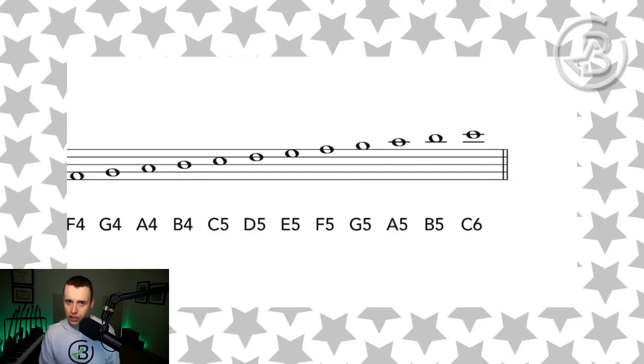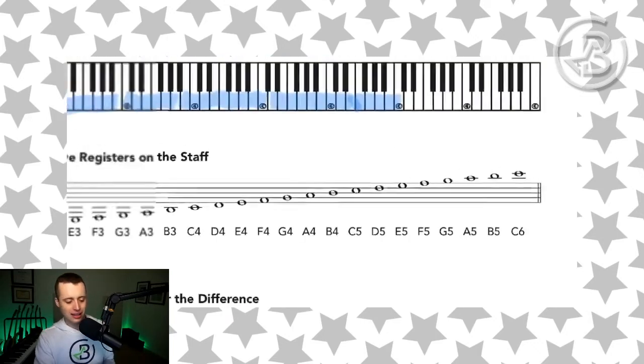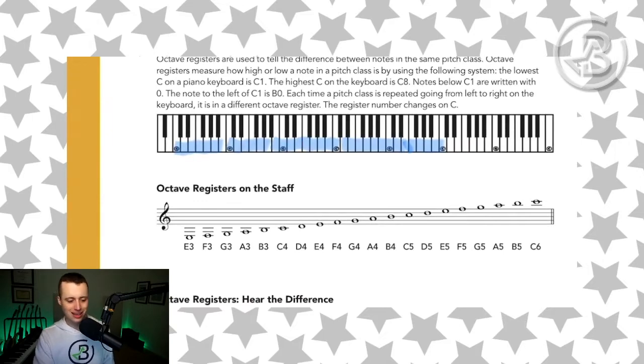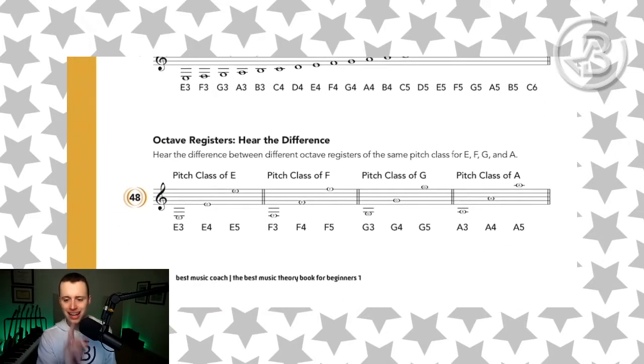Now what we're going to do is we're going to go back and listen to the same example we did for pitch class, but this time we're going to label the octave register for each individual member of that pitch class so we can know how low or how high each note of the pitch class is. This is example 48. We're going to give it a listen now.